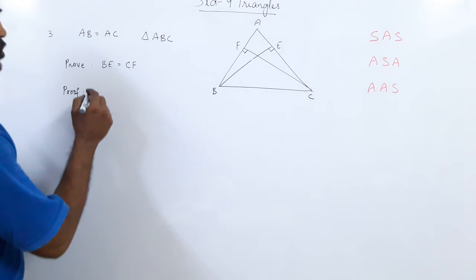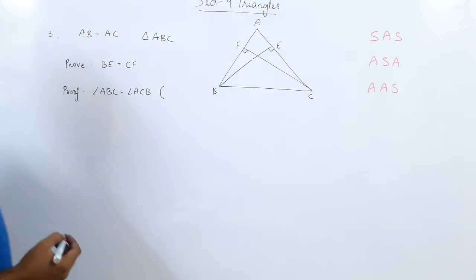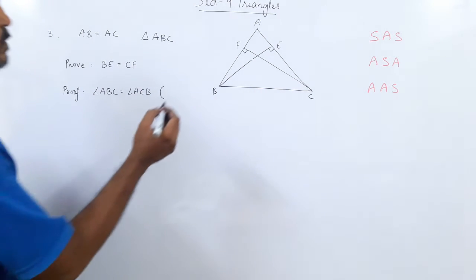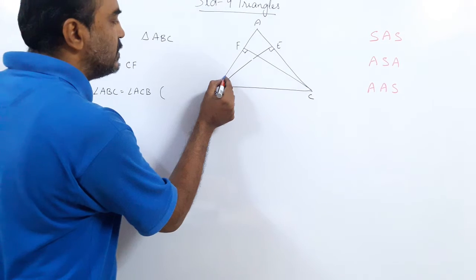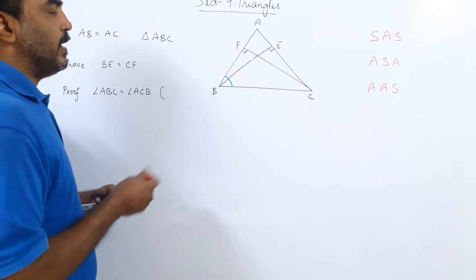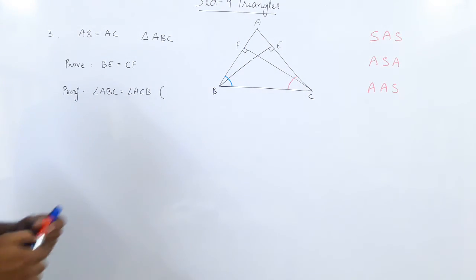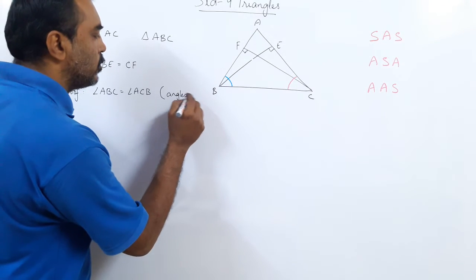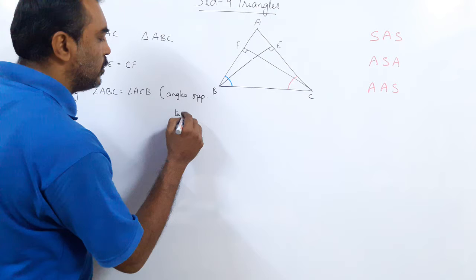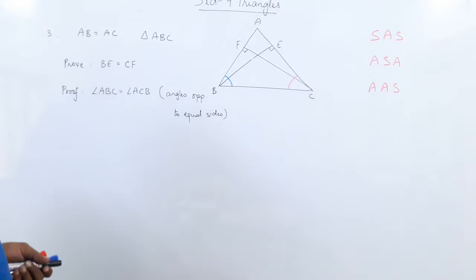Okay, the first statement I'll mention is angle ABC equal to angle ACB. Can you tell me why? Angle ABC is this whole angle. Let me draw it in color so you will understand. Angle ABC is this angle in blue and angle ACB is this angle in red. These two angles are equal. Why? Because they are the angles opposite to equal sides. Remember the theorem we did?